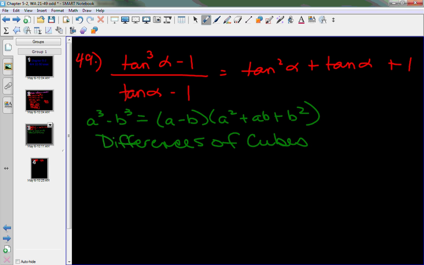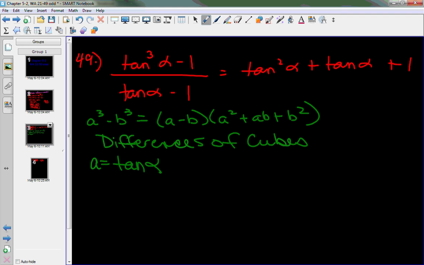We gotta memorize that. Now, you can only use this whenever your terms are perfect cubes. Tangent cubed of alpha. Is that a perfect cube? Yes, because tangent times tangent times tangent is tangent cubed. That's a perfect cube. So what this is implying is that A is equivalent to the tangent of alpha.